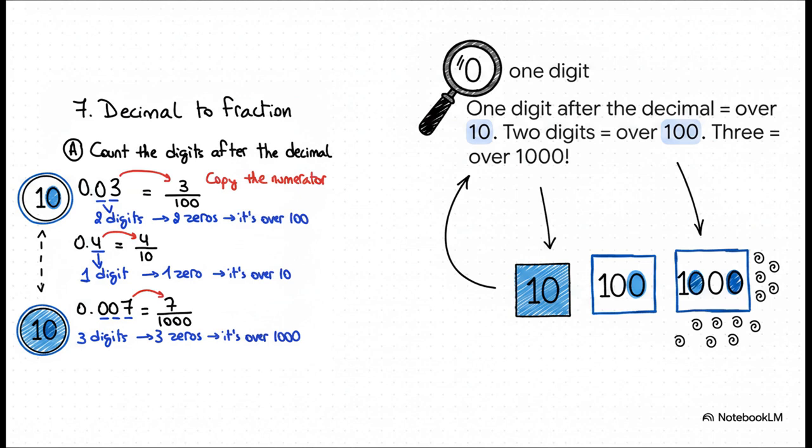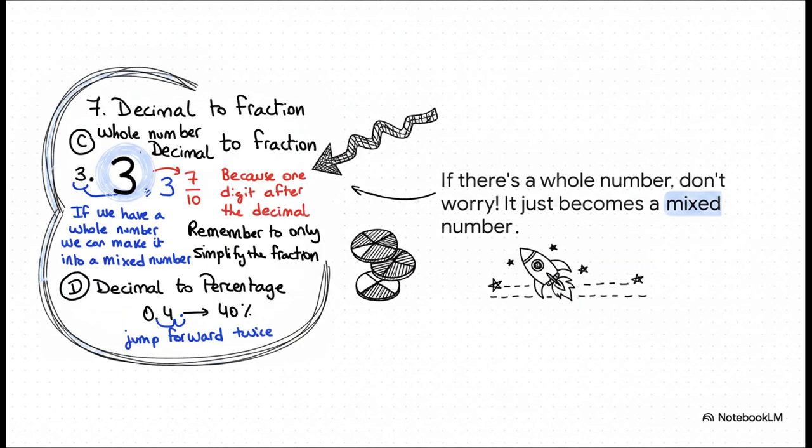If there are 2 digits, like in 0.03, your fraction is over 100, so 3/100. 3 digits, like in 0.007, you got it, it's over 1,000, 7/1000. The number of digits just equals the number of zeros you put after the 1. It's that easy.